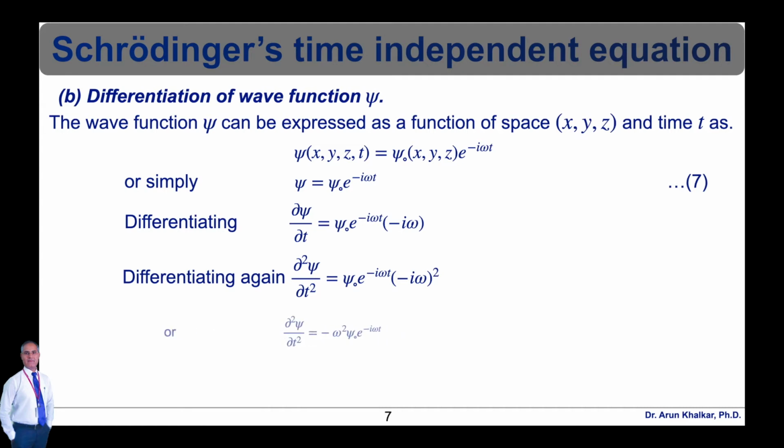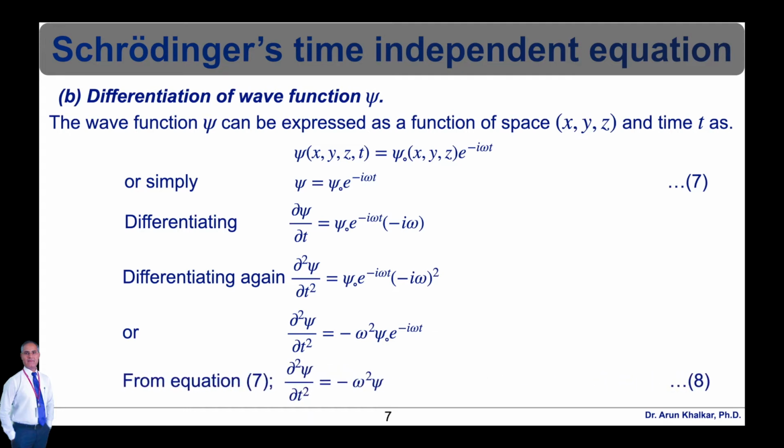Or simply we can write ∂²ψ/∂t² = −ω²ψ₀ exp(−iωt). So therefore, from equation number 7, we can write ∂²ψ/∂t² = −ω²ψ, as the value of ψ is nothing but, according to equation number 7, ψ₀ exp(−iωt). So let's say this is equation number 8.